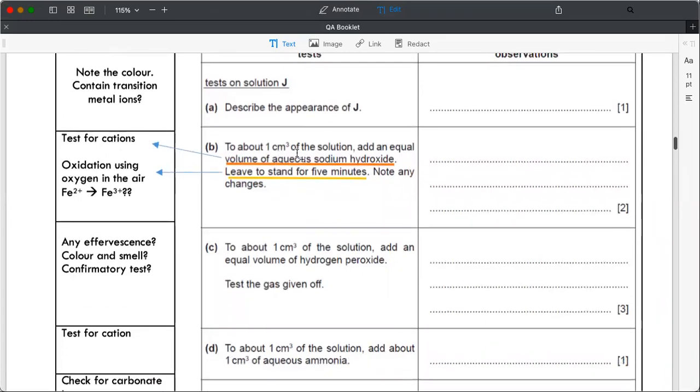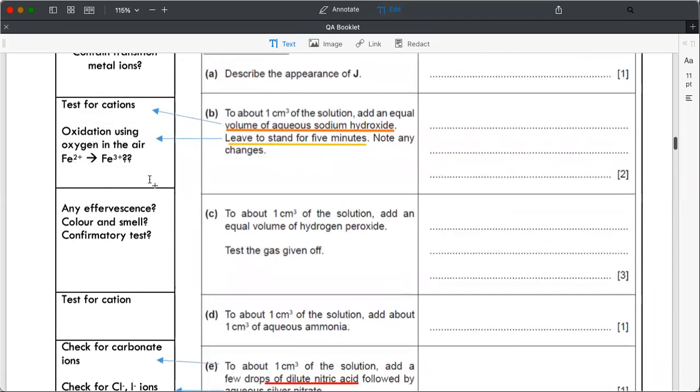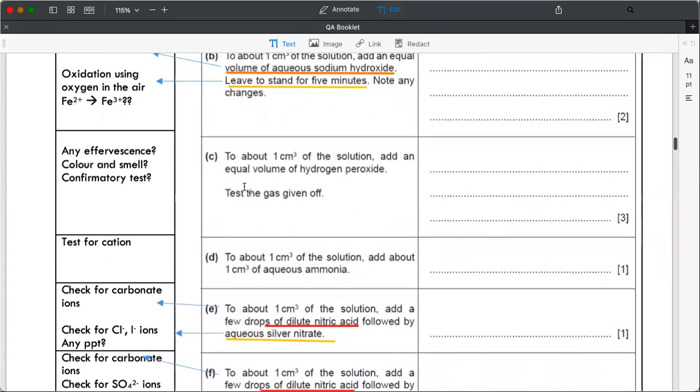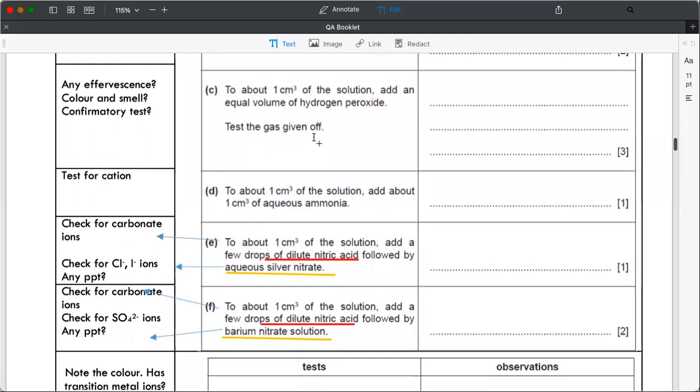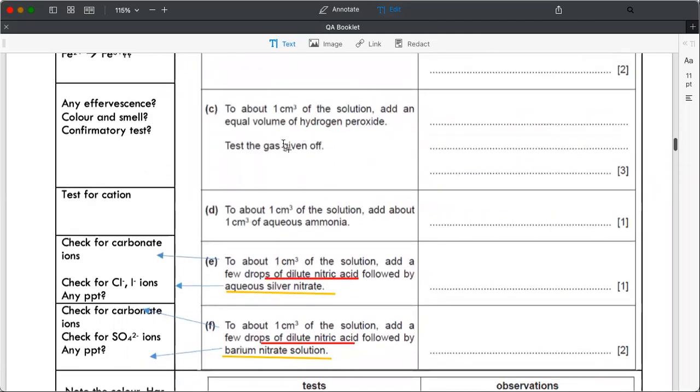If they ask you to add aqueous sodium hydroxide, you should immediately think of cations test. If they ask you to let it stand for 5 minutes, think of whether they are verifying if the precipitate, the metal ions, is oxidized by the oxygen in the air. It could be that. It's a very popular reaction mentioned in QA. If they ask you to add a solution followed by testing the gas, then you must write down the observation for the gas. Test the gas given off means there's a gas given off. If they say test the gas given off, if any, then it may be a situation when there's no gas involved.